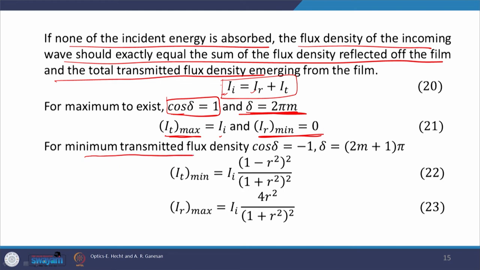For minimum transmitted flux density, how to minimize transmittance? To minimize transmittance, we will have to maximize the denominator of equation number 17. To maximize it, of course, cosine of del must be equal to minus 1, and for this del must be equal to (2m plus 1) pi, where m is an integer. Okay, it should be an odd integer multiple of pi, and under these circumstances minimum irradiance would be given by equation number 22.